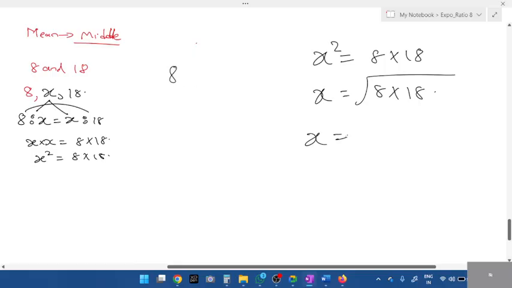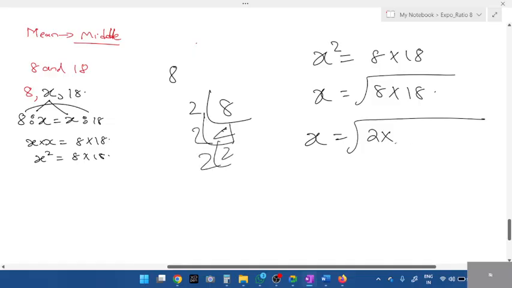Factorize 8. What do we get if you factorize 8? 2 into, all of you factorize, students. 2 into, how many times 2? 3 times. Factorize 18. 2 into 9. 3 into 3. So what's the value you get? 2 into 3 into 3.